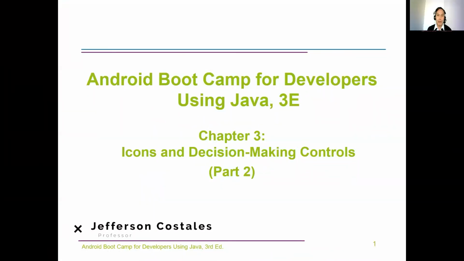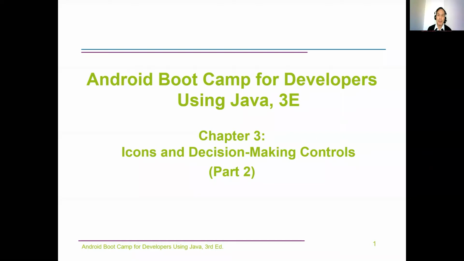Welcome to our lesson for chapter 3, which is icons and decision-making controls. Actually, this is part 2 of what we previously discussed last week. So this is a continuation wherein you can learn about decision-making controls, or the conditional statements.